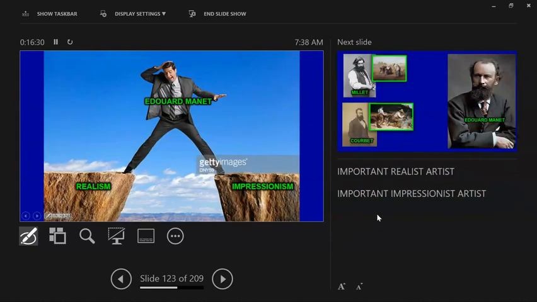Now, Edouard Manet is going to bridge us from realism into impressionism. He was successful at both. He did paintings that were realist. He did paintings that were impressionist. So he is an important artist in that way.